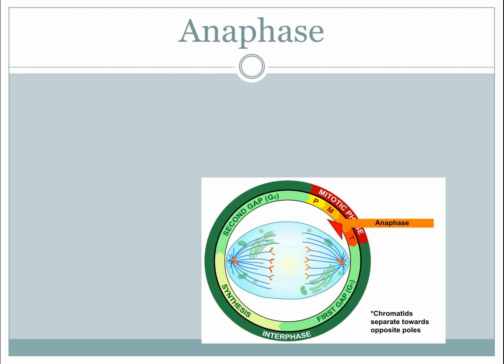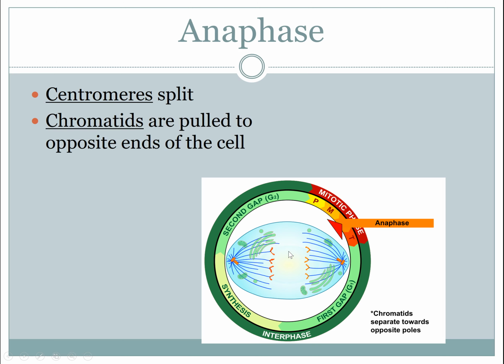All right, in anaphase, as we move around the cell cycle here, the cell is elongating, and the centromeres, the center of the chromosomes, are splitting in half. Each chromatid is pulled to the opposite end of the cell. So they are moving away from each other. Good way to remember: anaphase starts with A, away. They're pulling apart or away from each other.